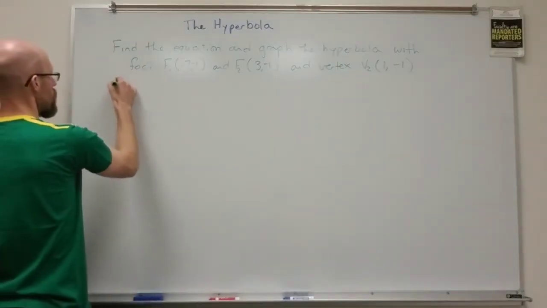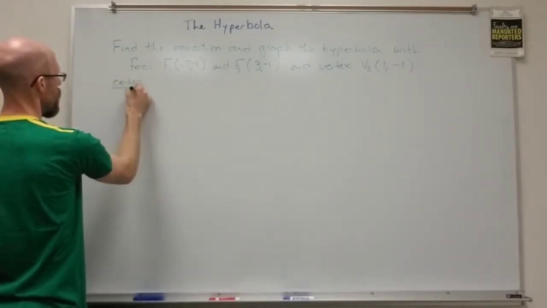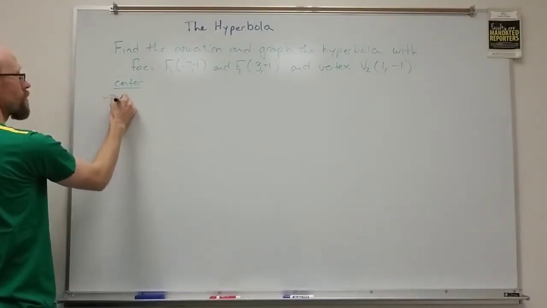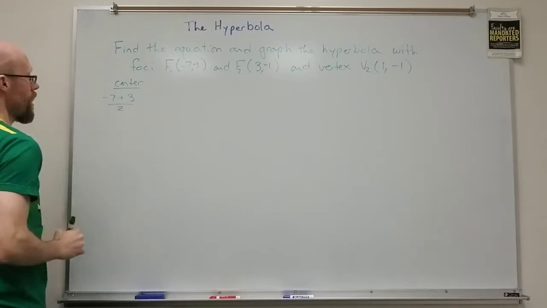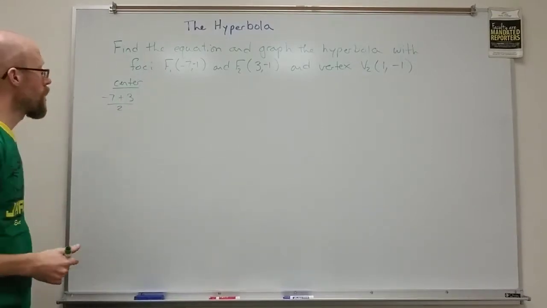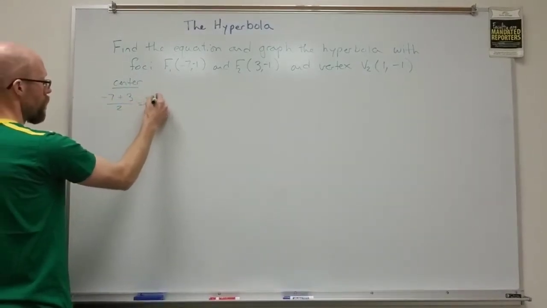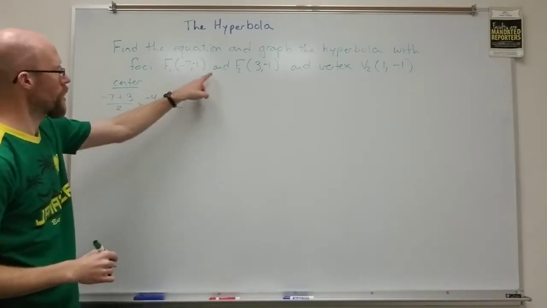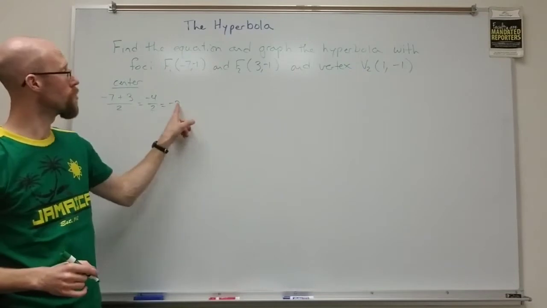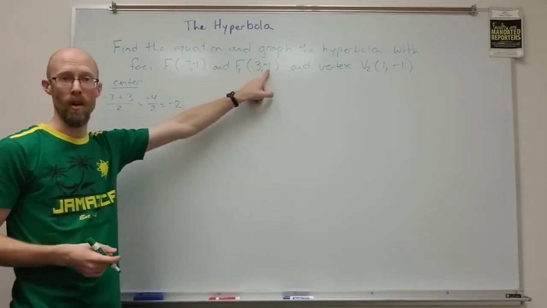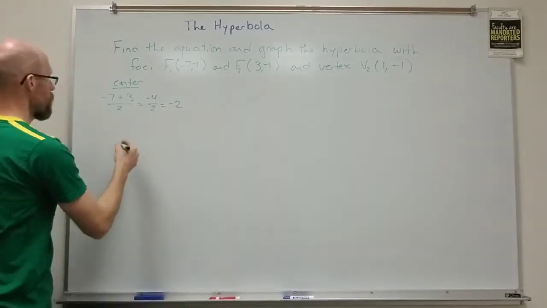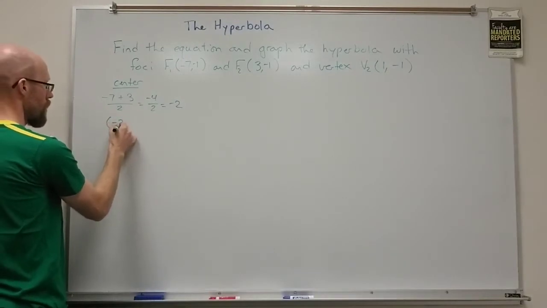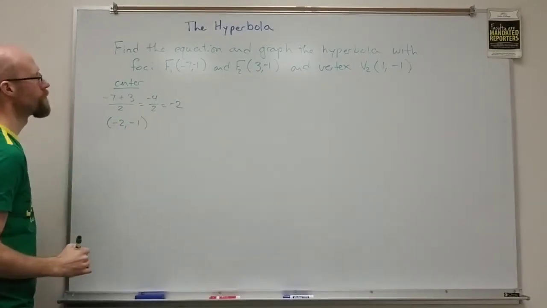So to find the center, I'm going to take -7 plus 3 and average them, divide by 2. That sum is -4, over 2 is -2. So my center has an x coordinate of -2 and a y coordinate that's the same, -1. Okay, so my coordinates for the center are (-2, -1).